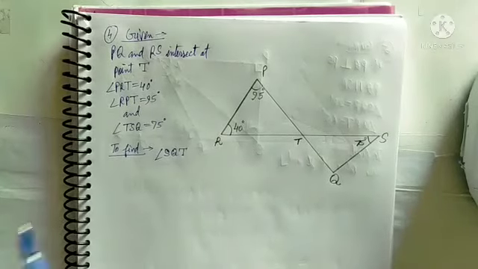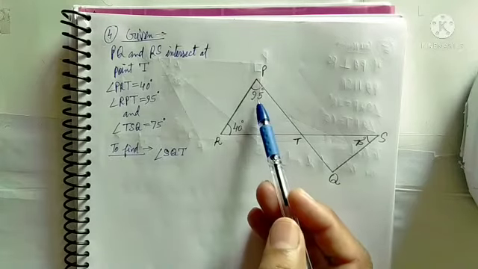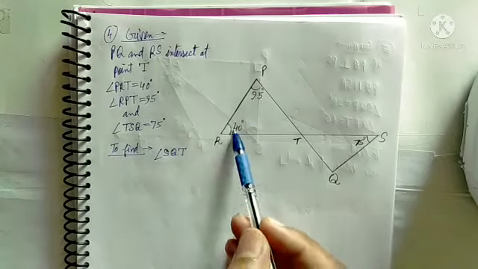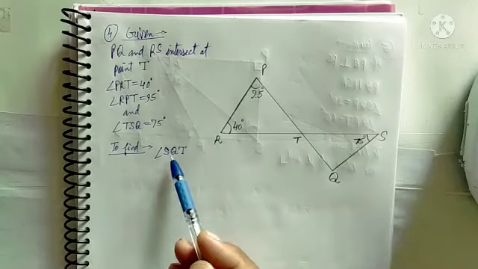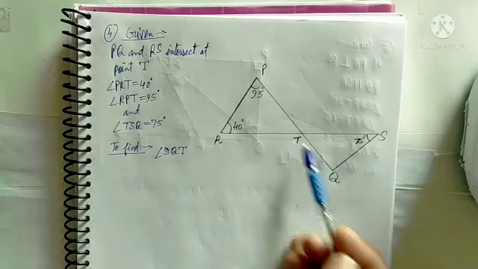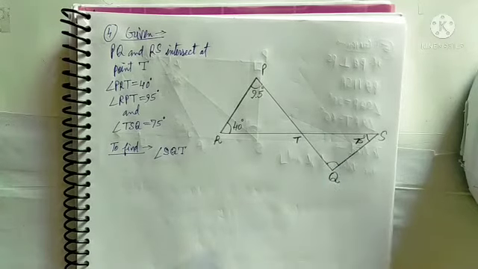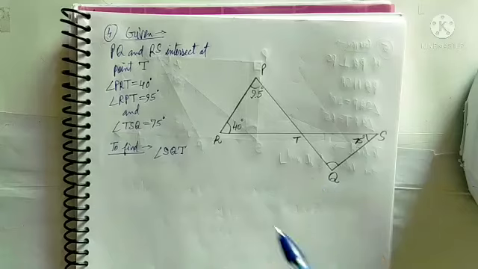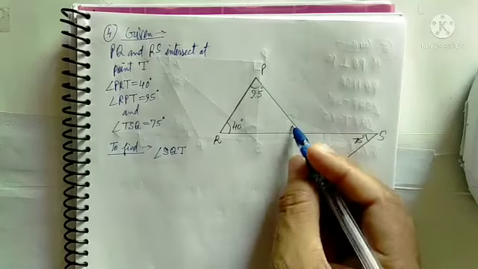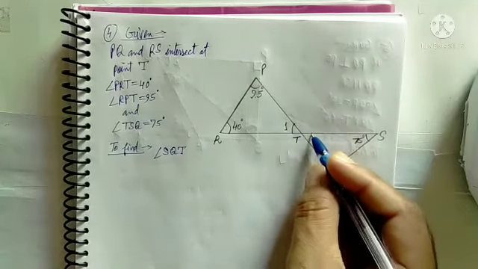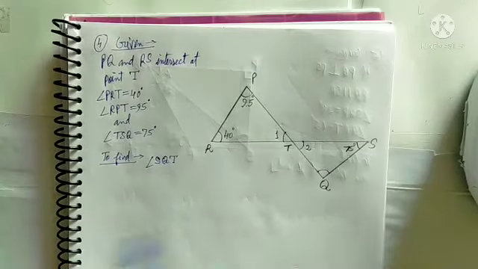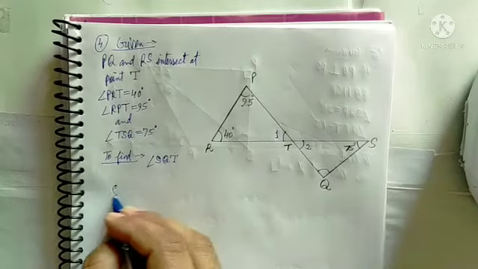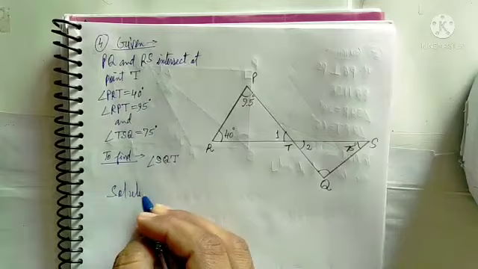Question number 4. Here the figure is given. This is 95 degree, this is 40 degree, this is 75 degree, and we want to find out angle SQT. SQT means this angle. Students, this is a very simple question. Construct: let this angle be 1 and this angle you should construct as 2. Now in this figure, you know very well. See, we start the solution.